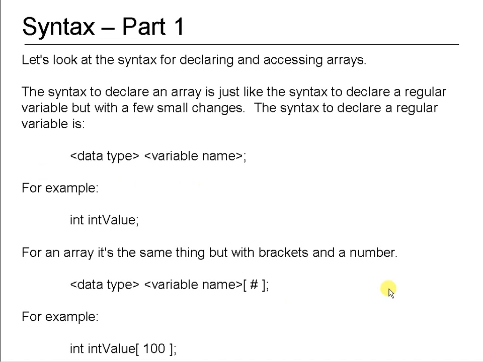Let's take a look at the syntax for declaring and accessing arrays. The syntax to declare an array is just like the syntax to declare a regular variable, but with a few small changes. The syntax to declare a regular variable is data type, space, and then variable name followed by a semicolon. For example, int space intValue semicolon. For an array, it's the same thing, but with brackets and a number. So you put data type, then you put the variable name, and then you have square brackets, and inside a number. So for example, int value, bracket 100, bracket, semicolon.